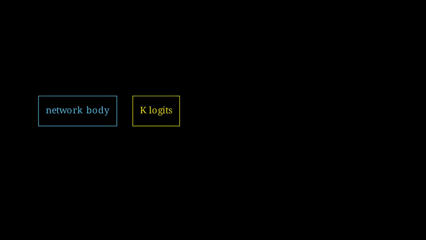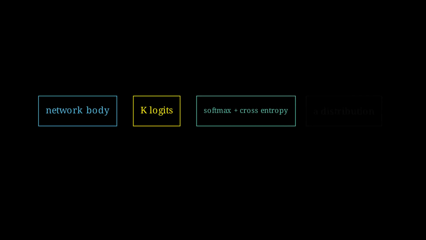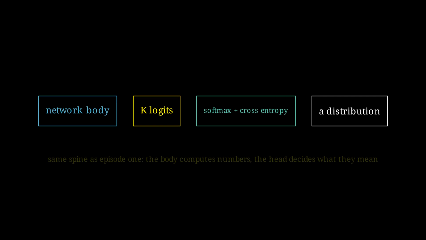And notice the spine has not moved. It is the same shape we have kept since the very first unit. The body computes numbers, the head decides what they mean. Swap sigmoid and binary cross-entropy for softmax and cross-entropy, and the same stack of layers turns from a yes or no classifier into a many-way classifier, without touching a single weight.